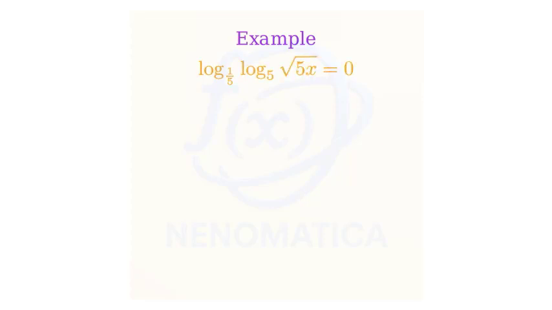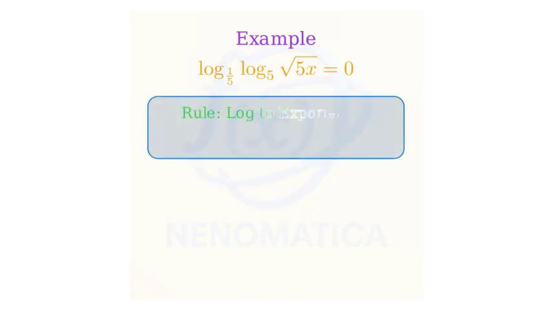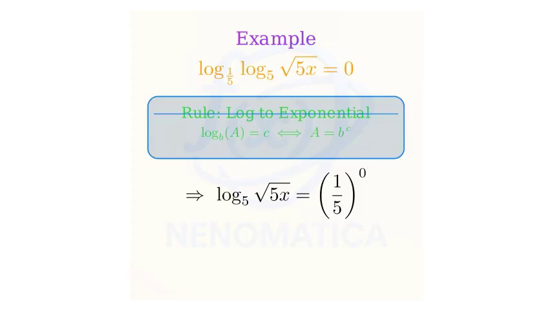The problem is log base 1/5 of log base 5 of the square root of 5x equals 0. Step 1. Convert the outer logarithm to exponential form. If log base b of a equals c, then a equals b to the c. Applying that with base 1/5 and c equals 0 gives log base 5 of the square root of 5x equals (1/5) to the 0.